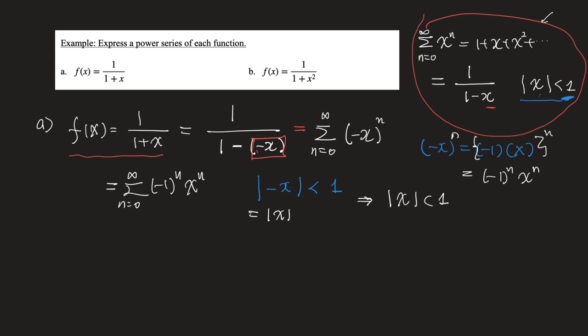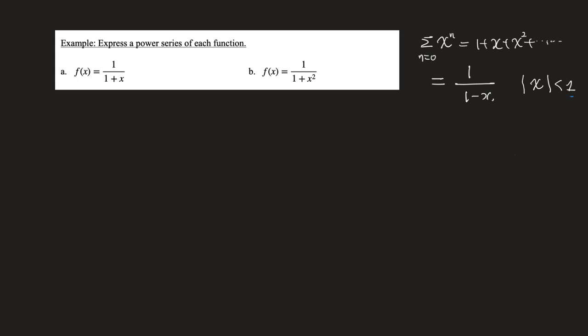Let's practice B. We did the previous one, f of x equals 1 over 1 plus x. Let's try B. This time, the function is f of x equals 1 over 1 plus x squared. The geometric power series is always 1 over 1 minus x. This geometric power series represents a rational function. The radius of convergence is 1. Rewrite this one as 1 over 1 minus negative x squared.